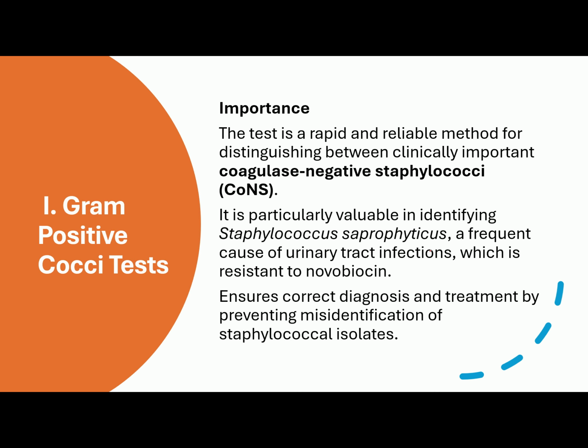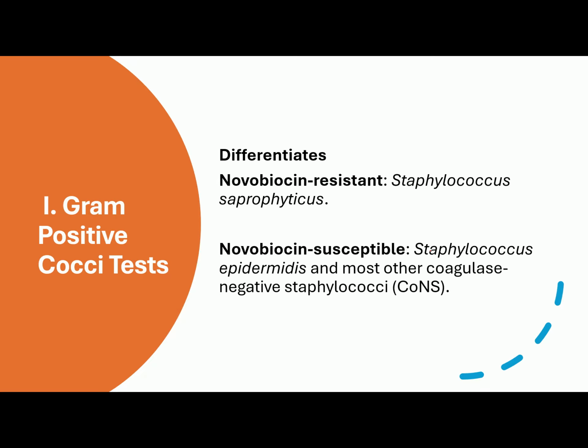So this is a rapid and reliable method for distinguishing between clinically important coagulase negative staph. It is particularly valuable in identifying Staphylococcus saprophyticus, which is a frequent cause of UTI. Ensures correct diagnosis and treatment by preventing misidentification of staphylococcal isolates. Differentiates novobiocin resistant Staphylococcus saprophyticus from novobiocin susceptible Staphylococcus epidermidis and other coagulase negative staphylococci. So do take note of that.